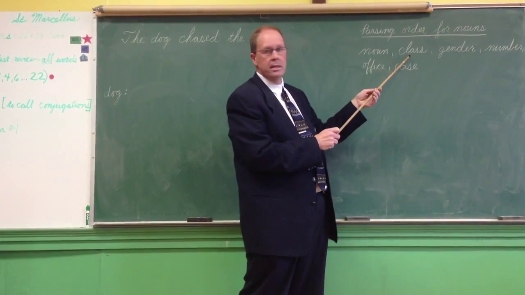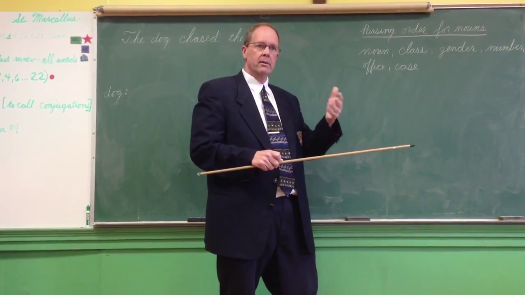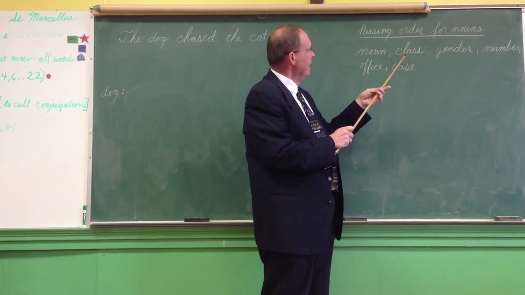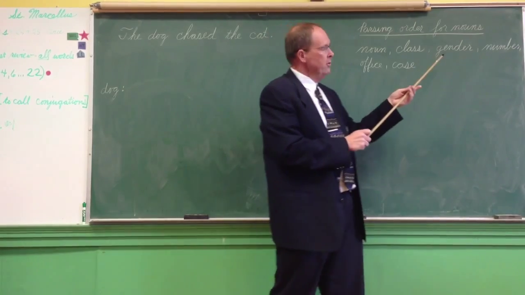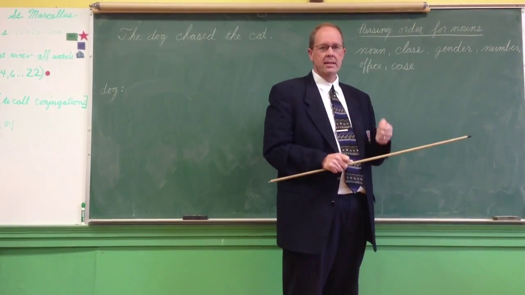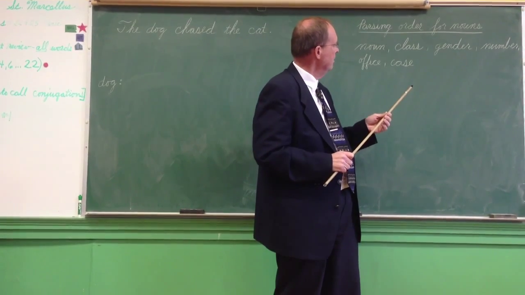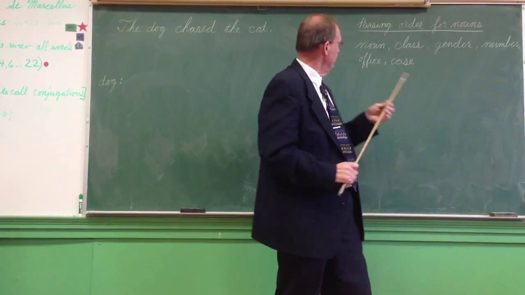Now the class is going to be either a common noun or a proper noun. The students are taught to look for the capitalized word. That's going to indicate the proper noun. The common noun is just going to be the general common noun itself. Gender, there are 4 choices: masculine, feminine, neuter, or either. And then number, there's going to be either singular or plural.